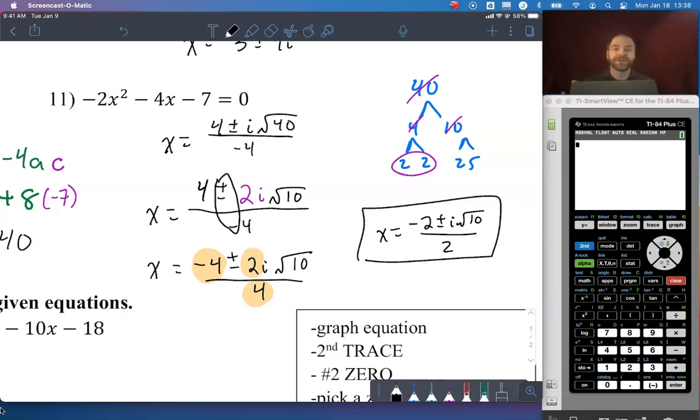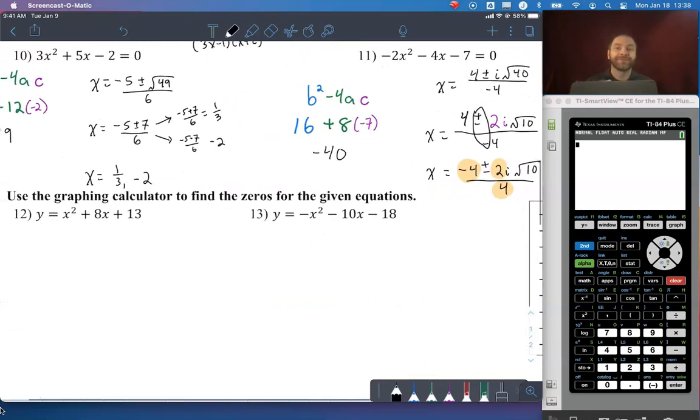So for the next video, make sure you have your graphing calculator. We're going to look at how to refresh your memory on how to find zeros using our graphing calculator down below, not Desmos.